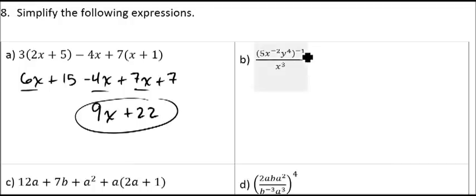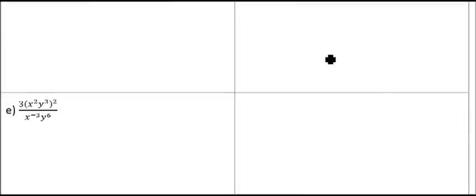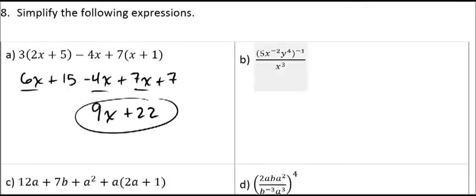Part B, I have a fraction. The numerator has several factors that are all being raised to the negative 1 power, and the denominator has just a plain old x to the third. There's lots of ways we could go with this, but I'm going to go ahead and get rid of this exponent. I'm going to make this a positive exponent by just rewriting this as 1 over. Here's the x to the third that was in the denominator.